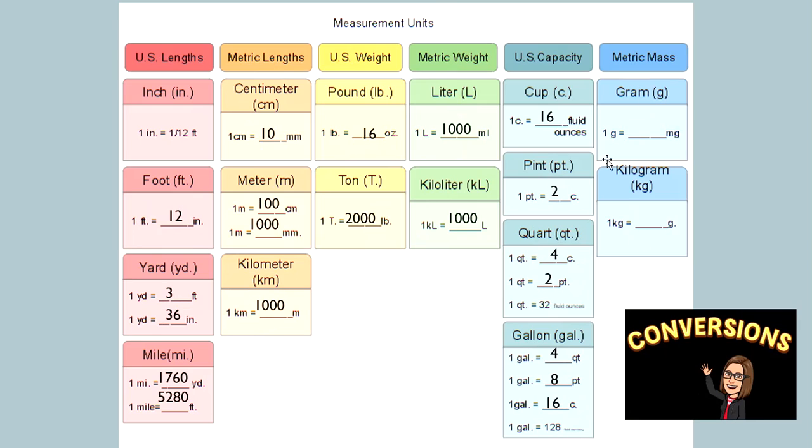And now we're at grams. So you have 1 gram. Let's look over here: gram would be here, and milligrams. 1 meter is 1,000 millimeters. 1 liter is 1,000 milliliters. So 1 gram is 1,000 milligrams. 1 kilogram, same as 1 kiloliter is 1,000 liters and 1 kilometer is 1,000 meters, so 1 kilogram is 1,000 grams.